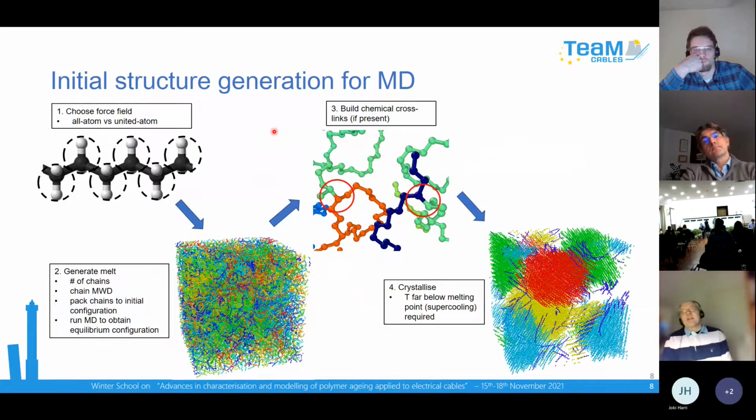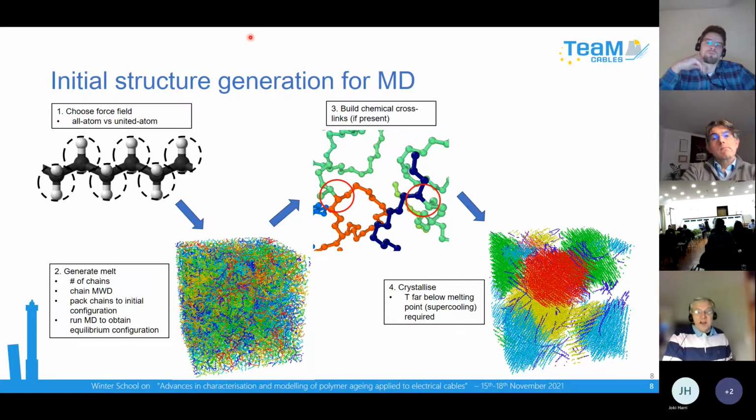Okay, now like we do in real life, before we can study a material, we have to manufacture the material. And that's what we also do when we are modeling the material. We have to make the material first. This is sort of our digital polyethylene factory, if you will. And the process goes more or less like this.